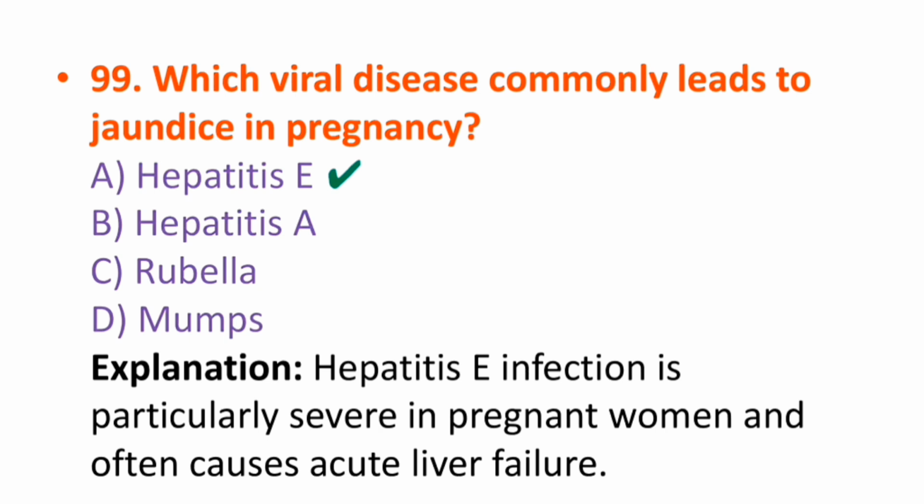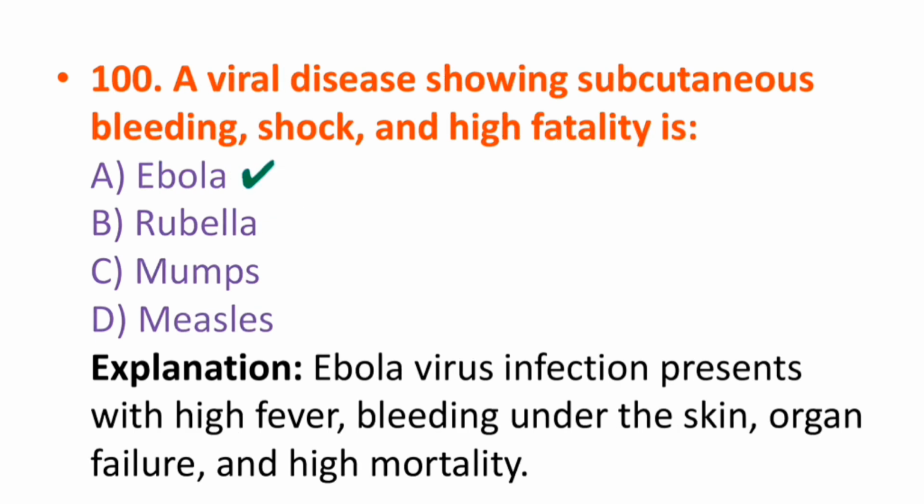Which viral disease commonly leads to jaundice in pregnancy? Option A, hepatitis E; option B, hepatitis A; option C, rubella; option D, mumps. The correct answer is option A, hepatitis E. Hepatitis E infection is particularly severe in pregnant women and often causes acute liver failure. Hepatitis E infection can be seen in pregnant women.